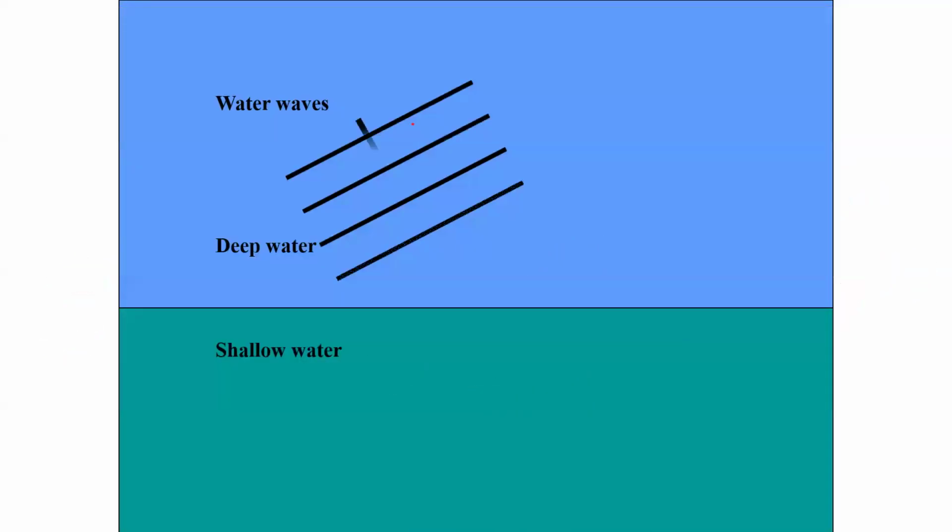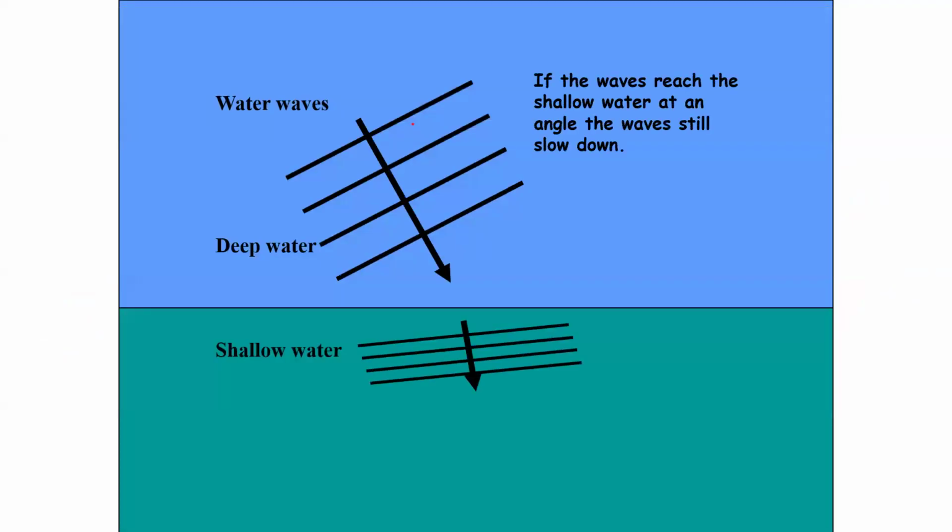So as the wave is moving from deep to shallow, the angle in this case will also decrease. Angle from the normal. Normal is perpendicular to the surface. If we draw a normal here, we find that the angle from the normal will decrease.